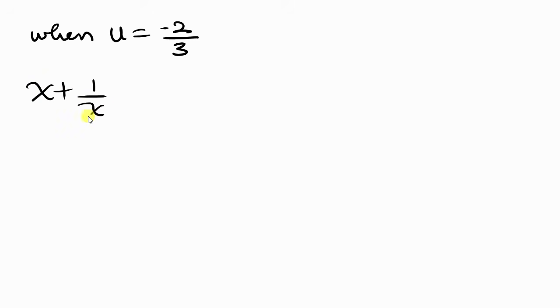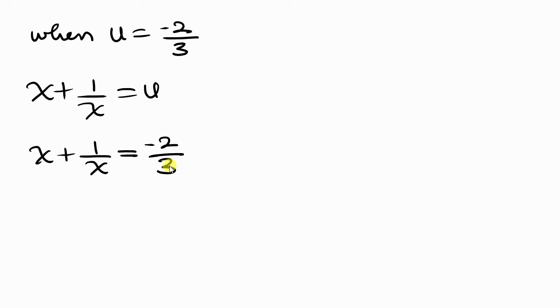Now let's solve for when u is equal to negative 2 all over 3. Now recall that x plus 1 over x is equal to u. Let's plug this here. We're going to have x plus 1 over x to be equal to u, which is negative 2 over 3. Now we have 3 times x on the denominator. So 3 times x is 3x.